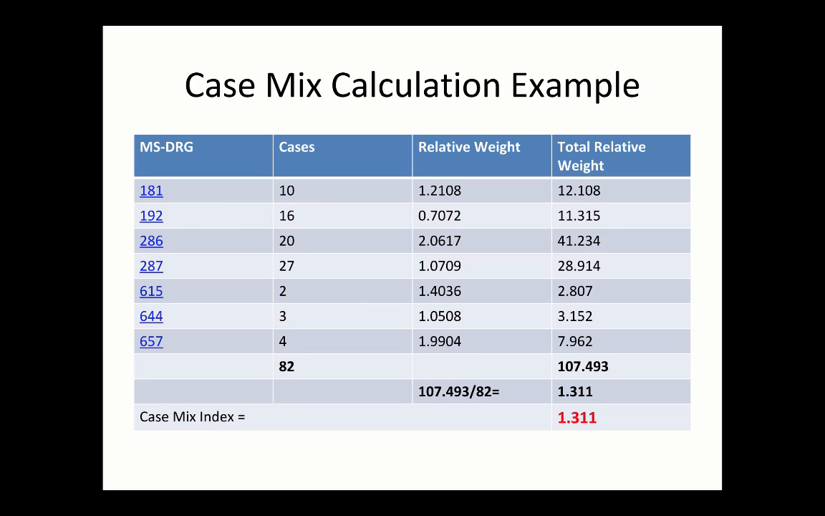If you multiply the relative weight by the number of cases for each MS-DRG, you get a total relative weight for each code. Next, you have to sum the total of the relative weights and divide that number by the total number of cases. So in this case, the sum of the total relative weights is 107.493, and there are 82 cases. So if we do the math and take 107.493 divided by 82, you get 1.311, which represents the case mix index. So what does the case mix index mean?